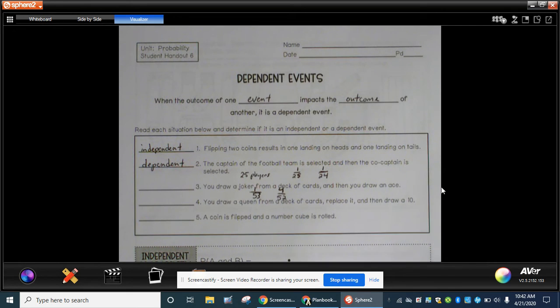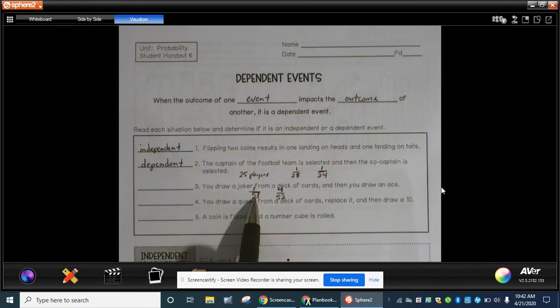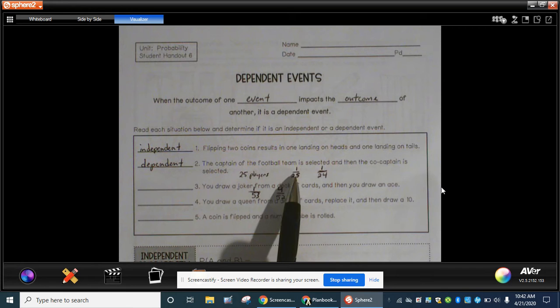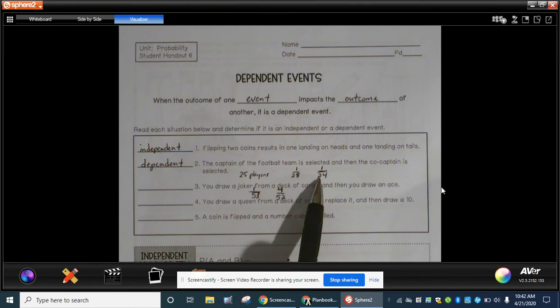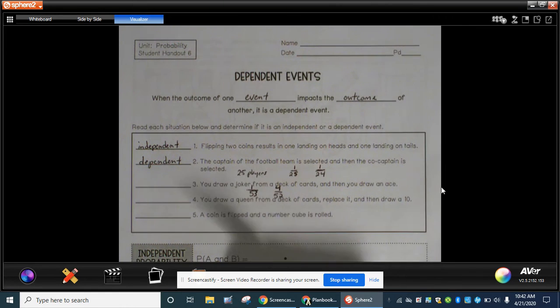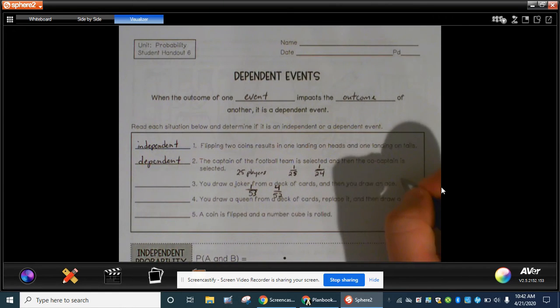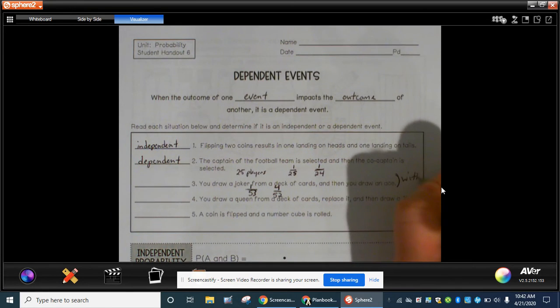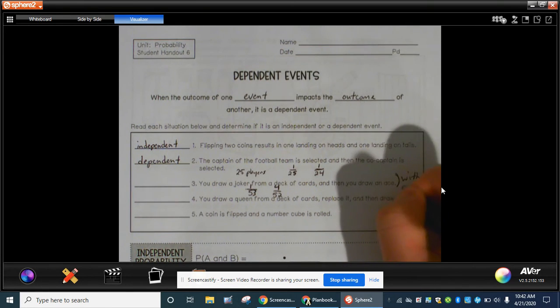Okay, but notice how I went from 53 cards down to 52 cards. Very similar to the problem of the football captain deal here. You went from 25 players to 24 players. Now you went from, in this case, 53 cards to 52 cards. These are examples of without replacement.